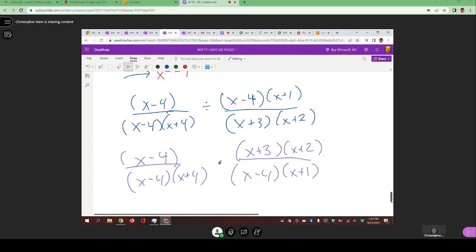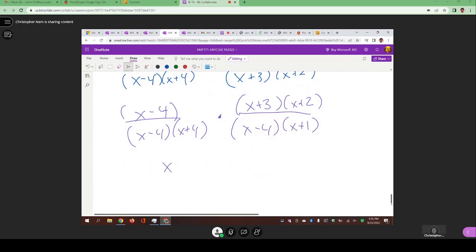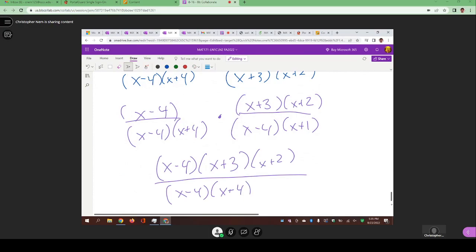Now, I can actually multiply them out. If I multiply them, I have x minus 4. Now, some people can cancel out right here. You can do that. I'm just multiplying them out to show my work. So I'm adding an additional step. All over (x minus 4), (x plus 4)(x minus 4)(x plus 1).